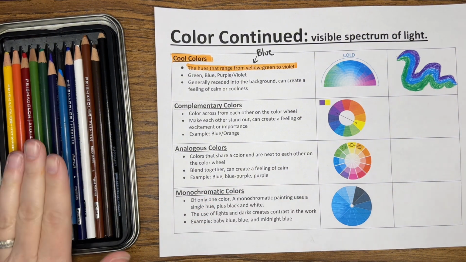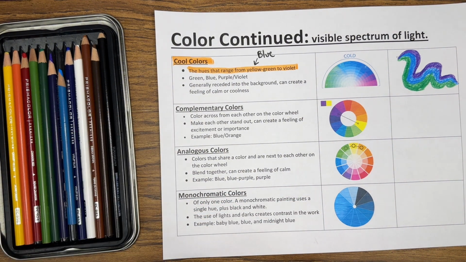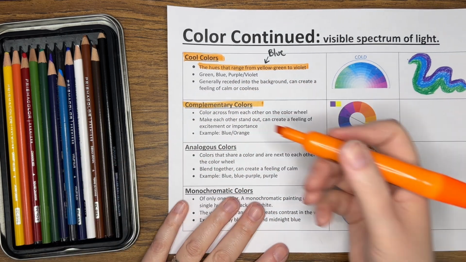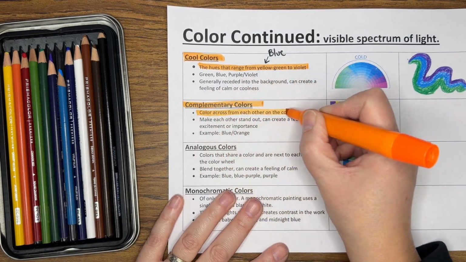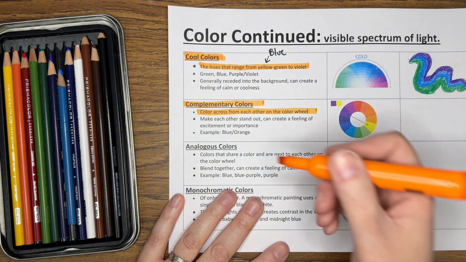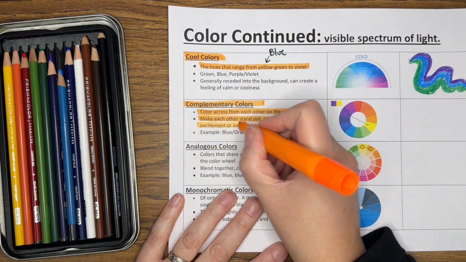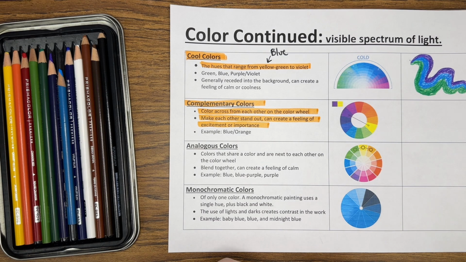Okay, so up next, we've got complementary colors. So here's complementary colors. So these are colors across from each other on the color wheel. They make each other stand out and can create a feeling of excitement or importance.